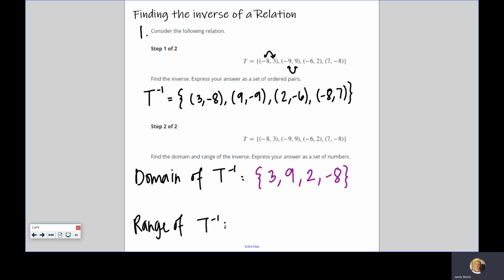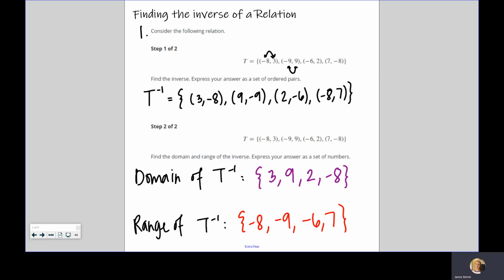The range, recall, is just the set of the second coordinates. That's going to be negative 8, negative 9, negative 6, and 7. So again, set notation, curly braces: {-8, -9, -6, 7}. There's your domain and range. So finding the inverse of a relation and the domain and range of that inverse is super easy.